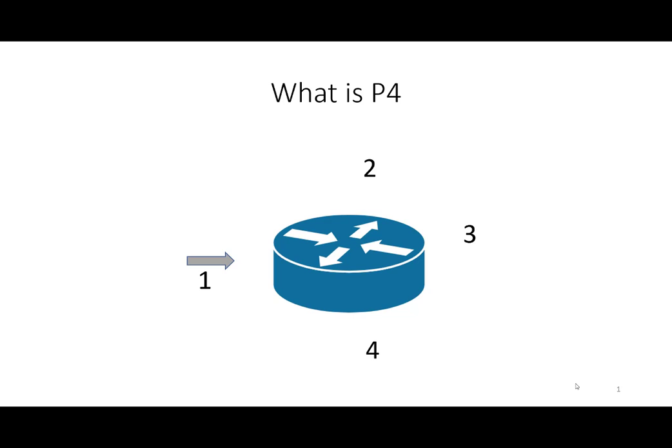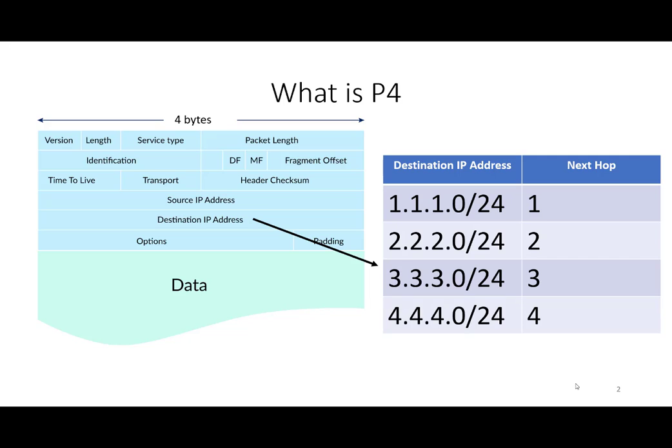As you can see in this figure, in traditional networking, we have a router that has a number of interfaces. When a packet comes through an incoming port, the router decides to forward the packets in one of the available outgoing ports. So how does it decide which port to forward to? For example, here we have the ports 2, 3, or 4. It does so based on certain fields in the packet header.